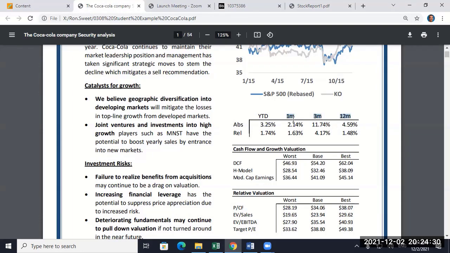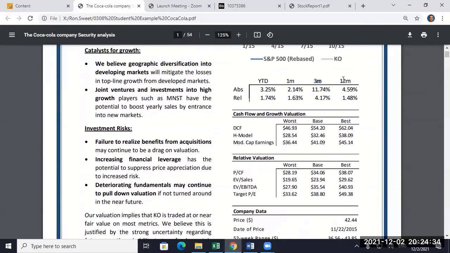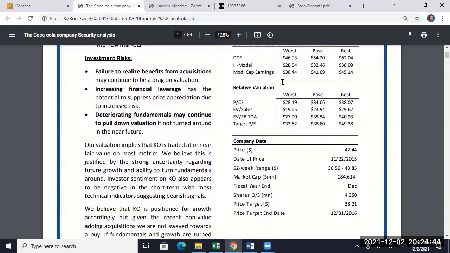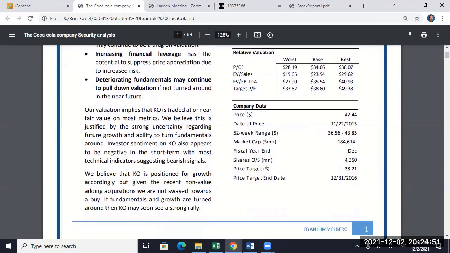I guess I'm not used to capital M's, but that looks like 1,000, 3,000, 12,000 to me. Cash flow and growth valuation, he puts, we didn't have the football chart back then. He could have done a football chart there, right? His relative valuation. So he essentially put papers 6 and 7 right here all together. And then he did the company data. It looks real similar to the Credit Suisse one.